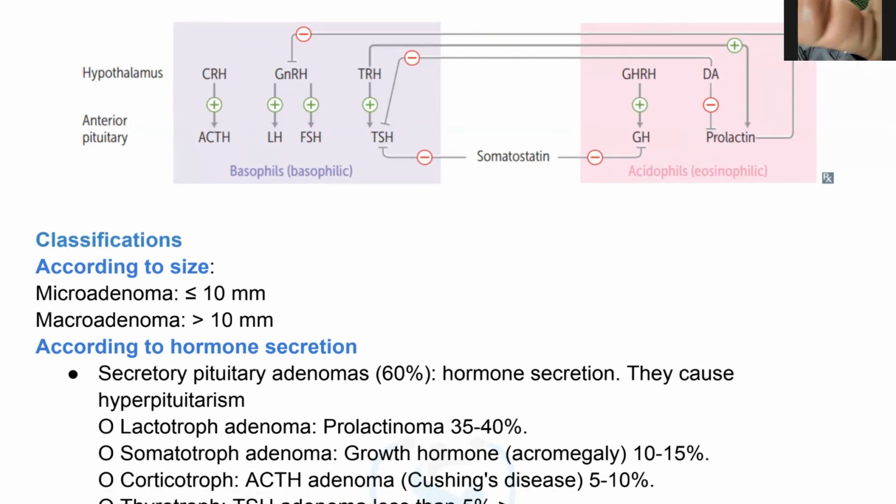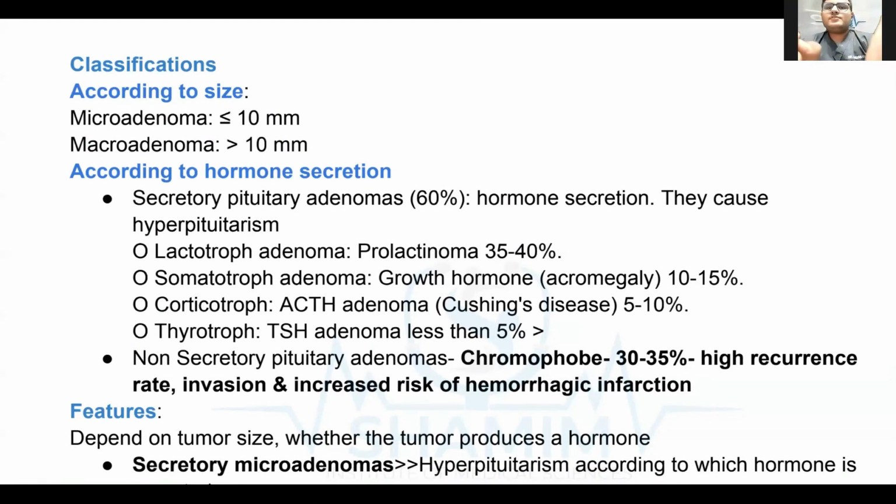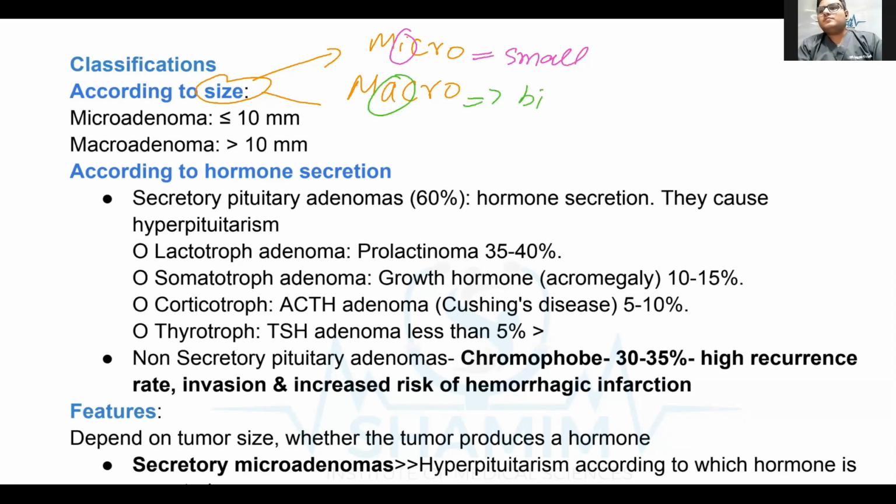Okay, going to the next. What is the classification of pituitary adenomas? We classify pituitary adenoma on the basis of size and the basis of hormone that are secreted. On the basis of size, we will first differentiate the term micro and the term macro. The term micro, remember, is small. And the term macro, remember, is big.